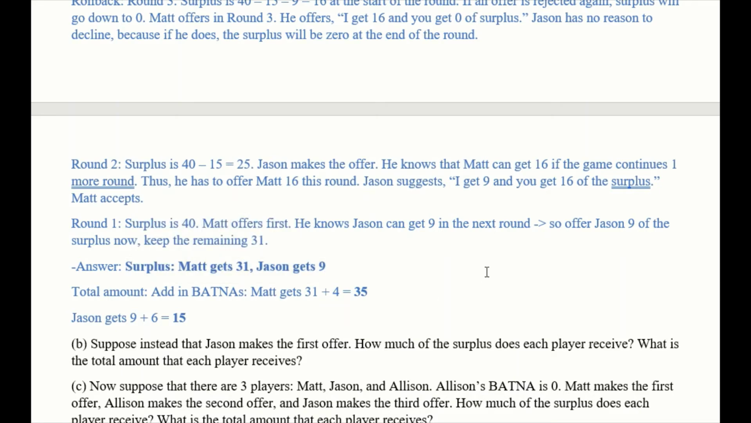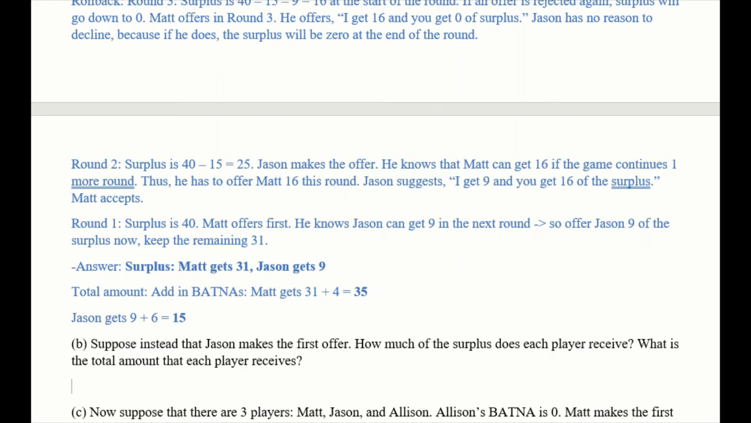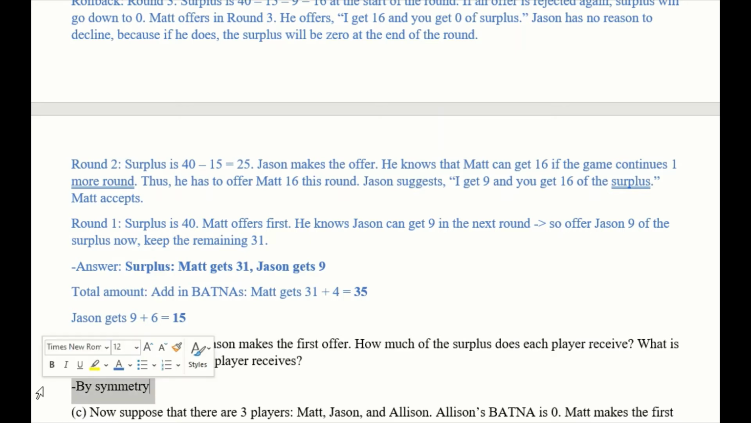Alright, so that's part A. Moving on to part B. Now we're looking at what if Jason makes the first offer. There's a shortcut here. That shortcut is called our friend symmetry. Let me put this in different colors so we're clear about what's the answer and what's the question.